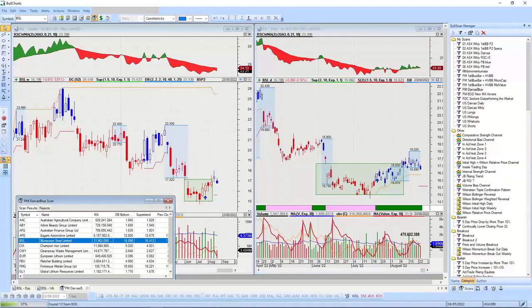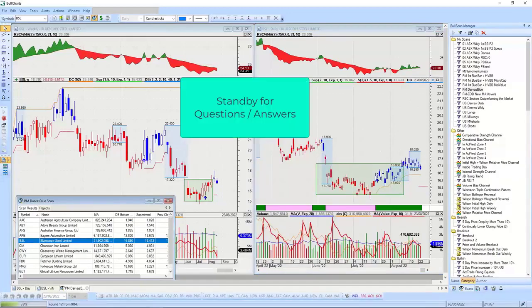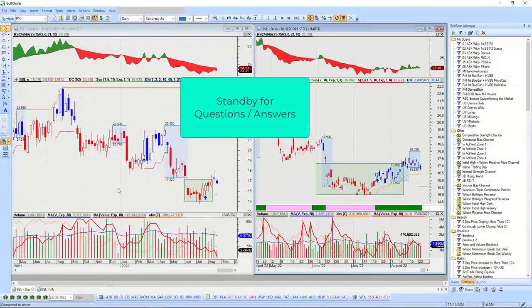So that's basically my presentation done. I hope I've shown how I'll set up the trades to coordinate my trading. And then I hope I've shown that the scans can find the charts at the right time for me. And that's BullCharts. That's why I use BullCharts. It becomes a tool in my trading business.